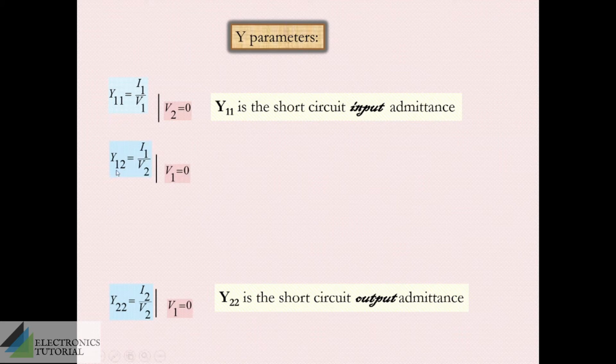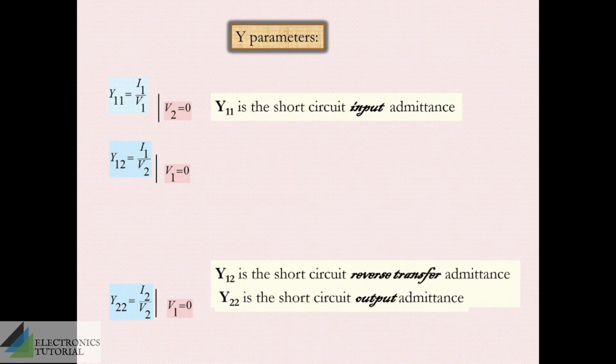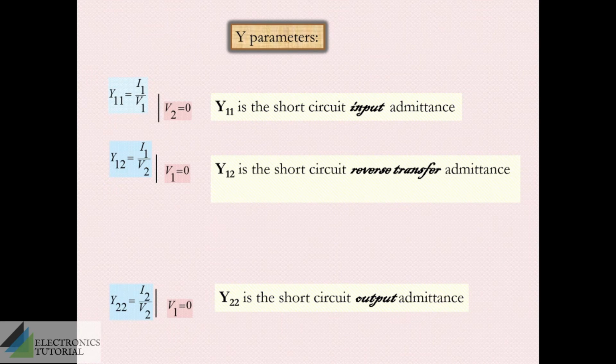Y12, 1 and 2 are involved. That means input and output ports are involved. When both the ports are involved, we will be terming it as transfer. And the direction should also be mentioned as it is from input to output. The direction can be indicated as reverse transfer. And we can term the admittance parameter as short circuit reverse transfer admittance.